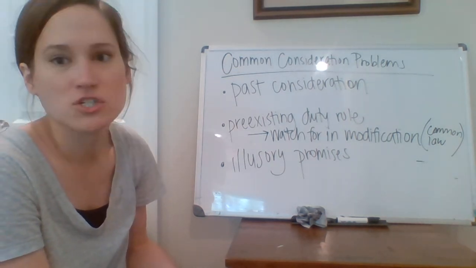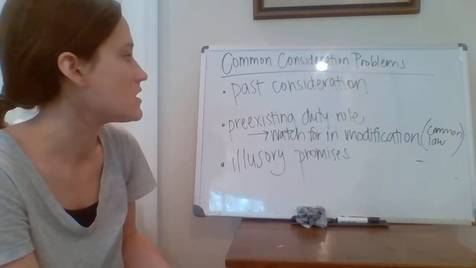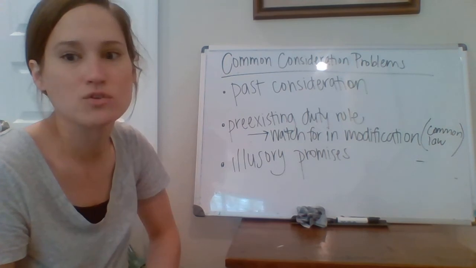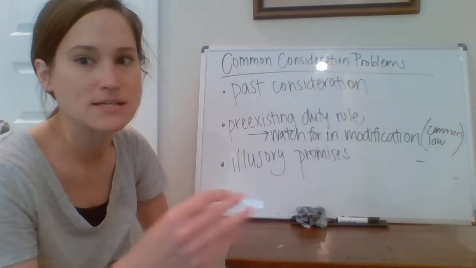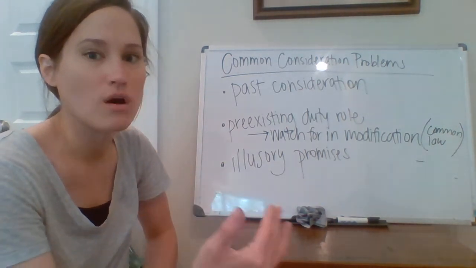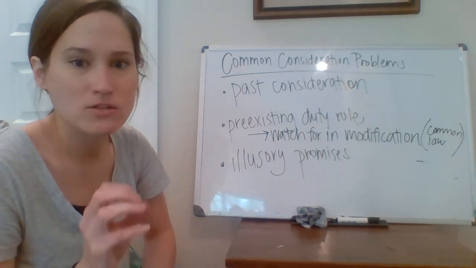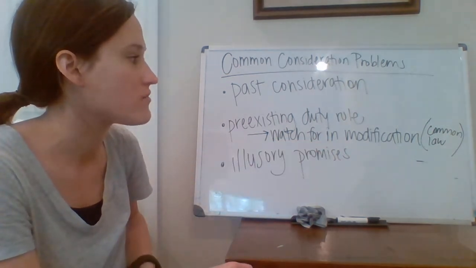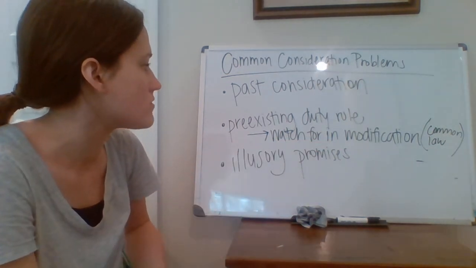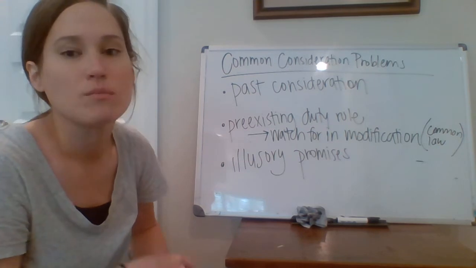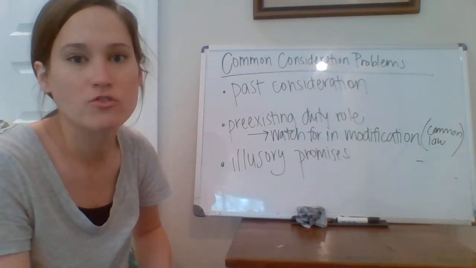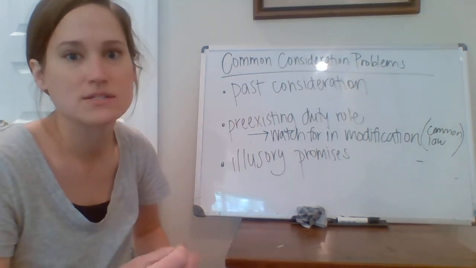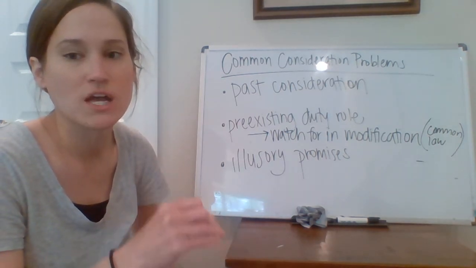So, past consideration. This was mentioned briefly in the previous video, but our idea here is that we cannot use value that's been given in the past as consideration for a new contract bargain. So any new contract, and that includes contract modification, which also becomes a problem in the pre-existing duty rule, needs to have new value that is being promised as part of the exchange.